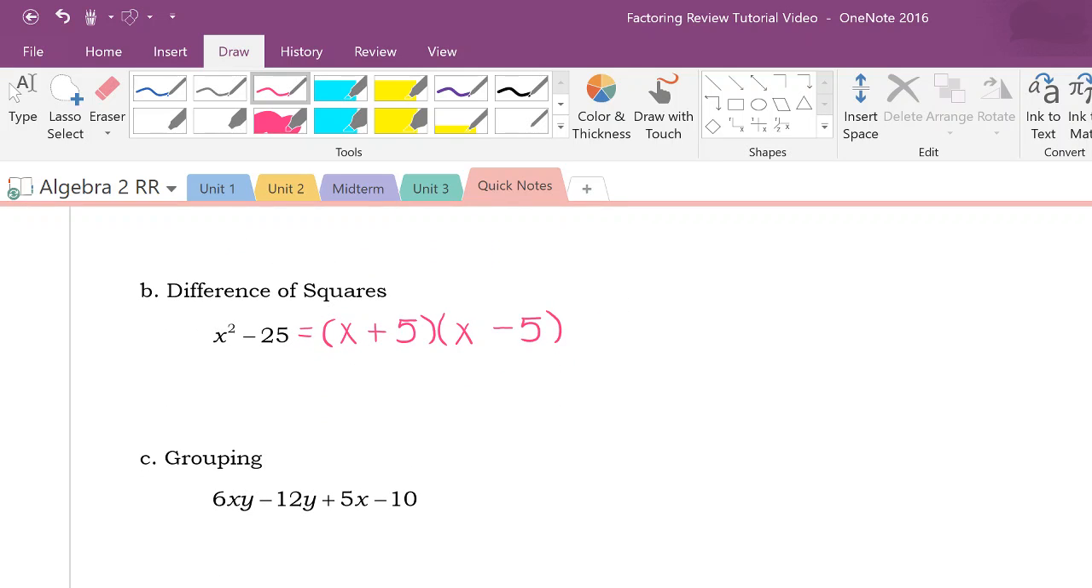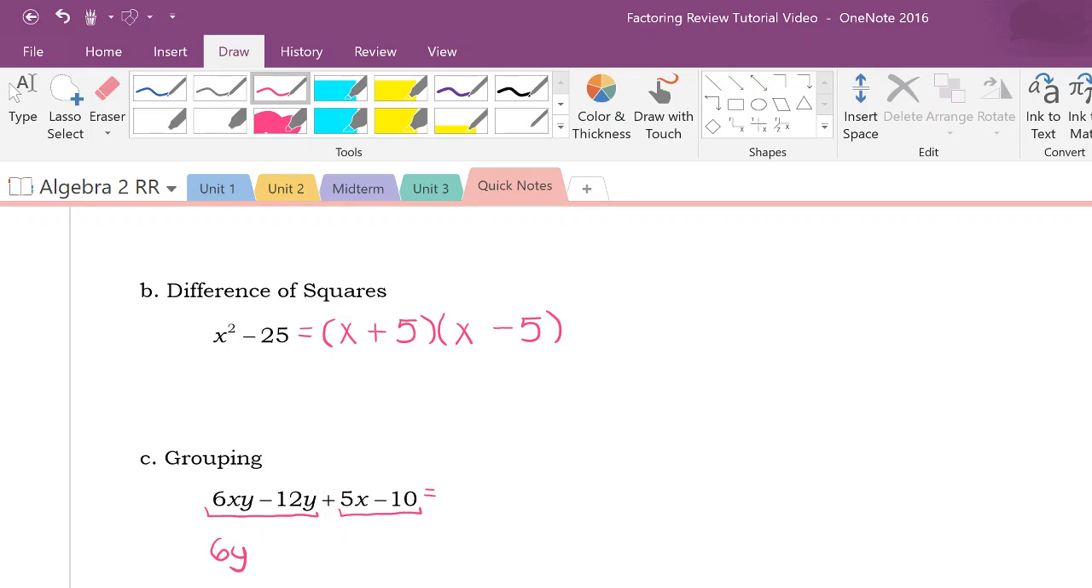Then moving on to grouping. Our grouping example kind of stands out because that one has 4 terms. So I'm going to group the first 2 together, and then I'll group the last 2 together. The GCF of both 6xy minus 12y is going to be 6y.